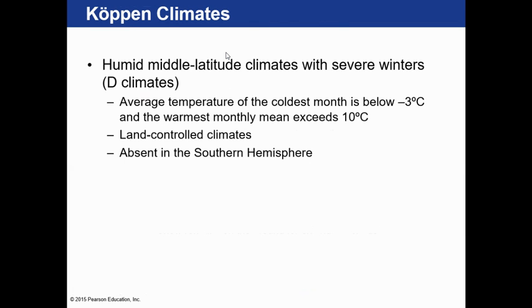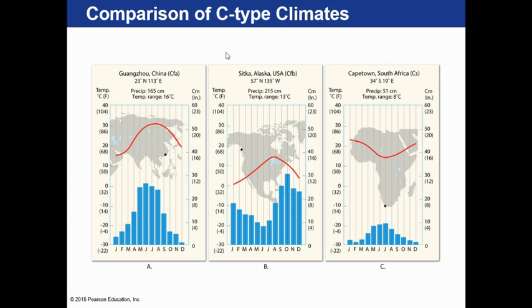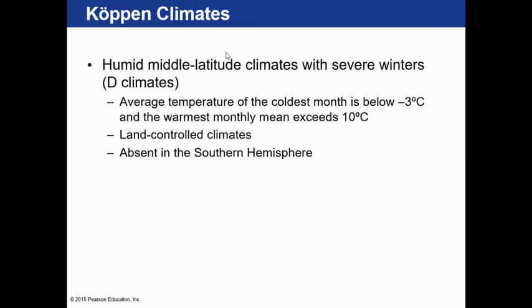We're going to move on to mid-latitude climates, which have mild winters. We're right on the borderline between mild winter and severe winter. Really, it just means that there is an even colder temperature in the winter.